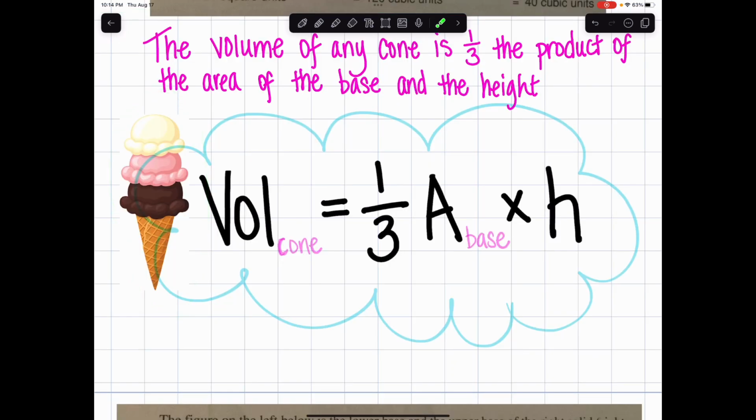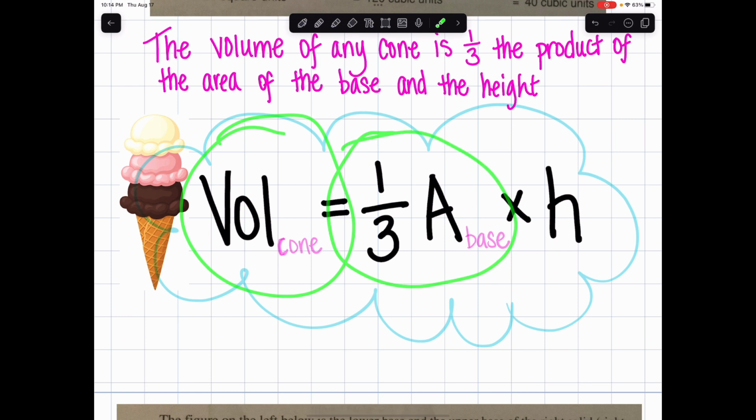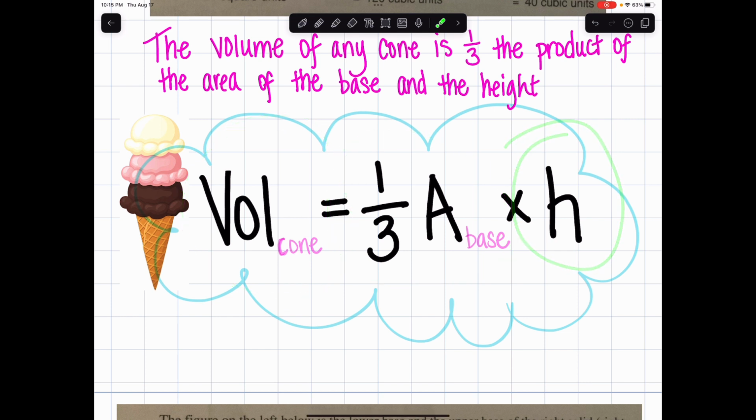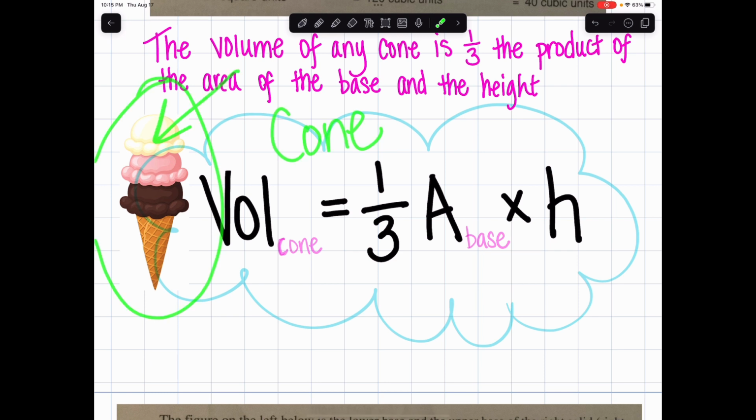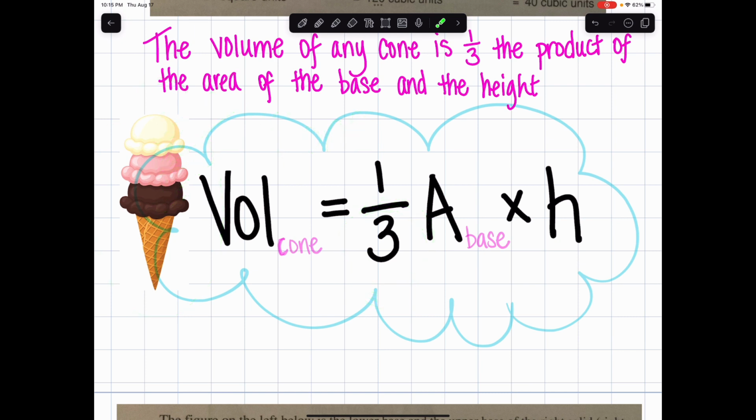Here's the formula that you need to memorize. The volume of a cone is 1/3 the area of the base times the height. So the way I'm going to remember that is if it's a cone, it's kind of like an ice cream cone, and you have 3 scoops of ice cream on top. So you have to remember that there's now a number 3 in there. And the volume of a cone is 1/3 times the area of the base times the height.